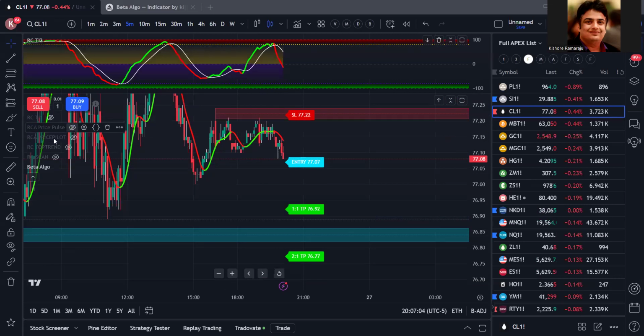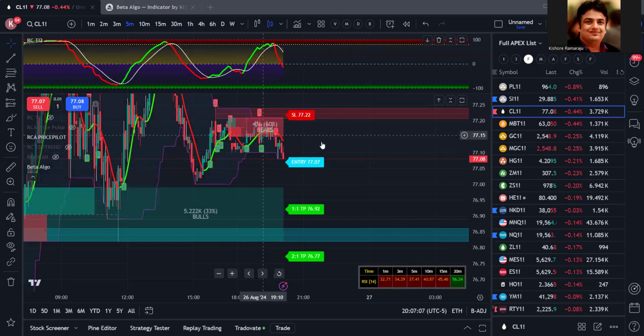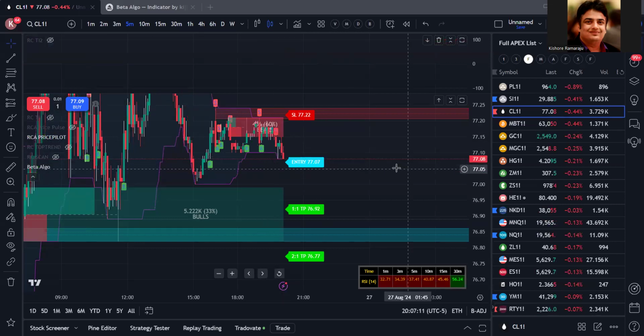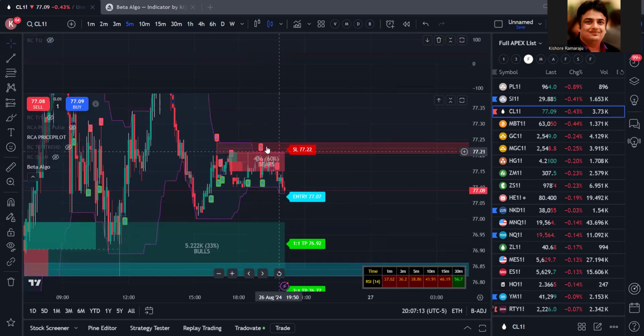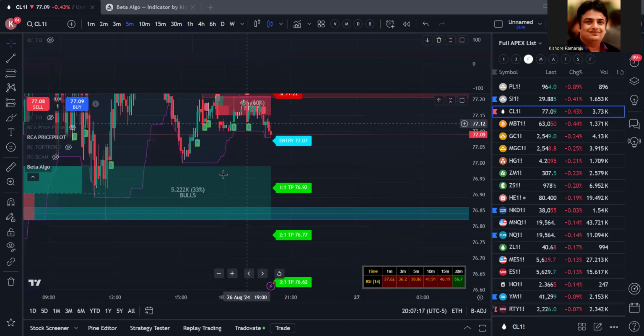If you enable the price pilot, you can see that there is a huge sell order block. You got a sell signal, right? You have a buy order block here, so it can come all the way to the bottom.